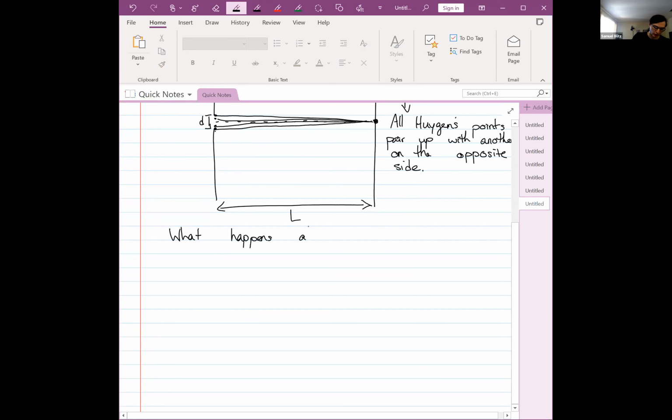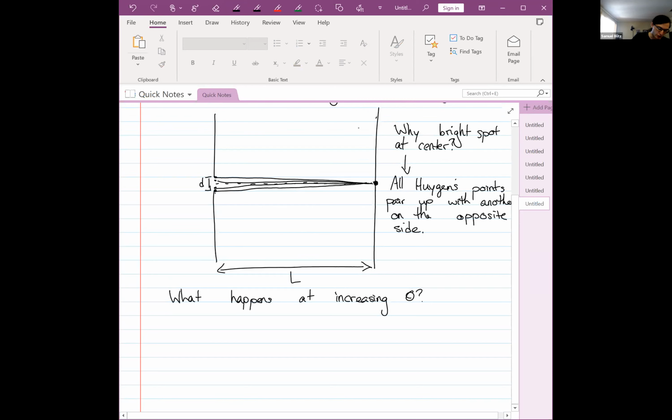at increasing theta? Now, the point is theta measures away from the horizontal just as before. So if we were interested in this point, theta would be something like this angle here, right? So just like with the double slit, just like with the multi-slit, just like with the diffraction grating, we're measuring position along the screen as an angle off of the horizontal.